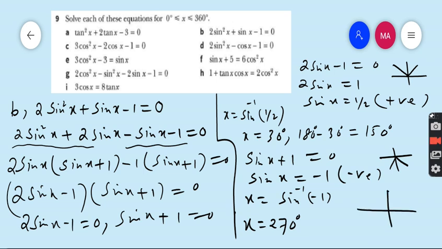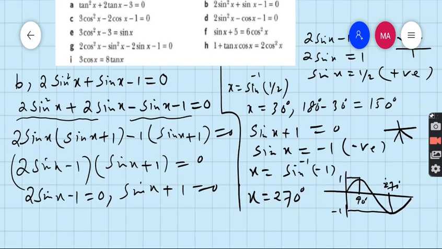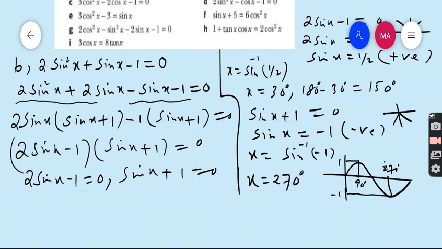The graph of sine, if I roughly sketch the graph of sine from 0 to 360 degrees, this value is 1 at 90 degrees and this value is minus 1 at 270 degrees. So this is another way of solving a trigonometric equation by using a graph, but not necessary. But if you prefer, then go ahead. I don't have any problem. There are so many methods in math.